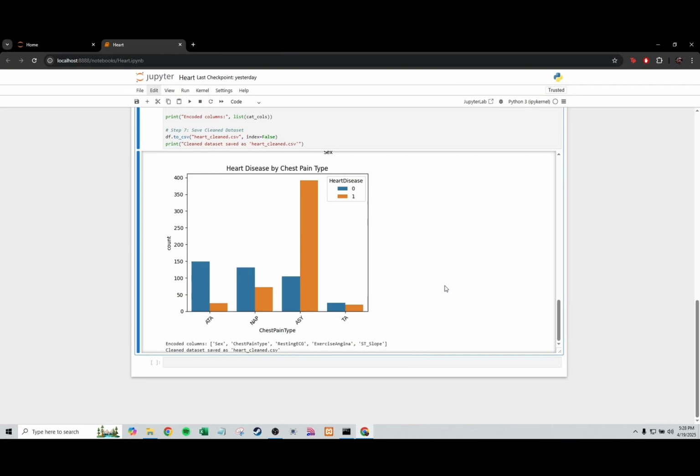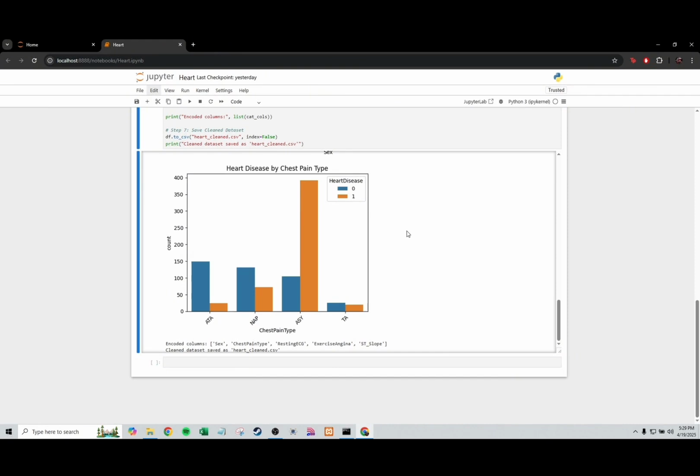And the third one is heart disease by chest pain type. This plot compares heart disease frequency across different chest pain types. It shows that certain types like asymptomatic chest pain are more strongly associated with heart disease. As you can see here, with the highest bar, we have the ASY, which is the asymptomatic chest pain, my bad.